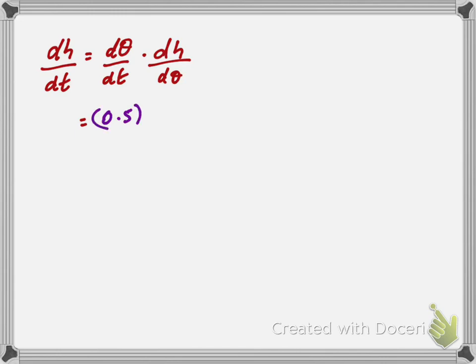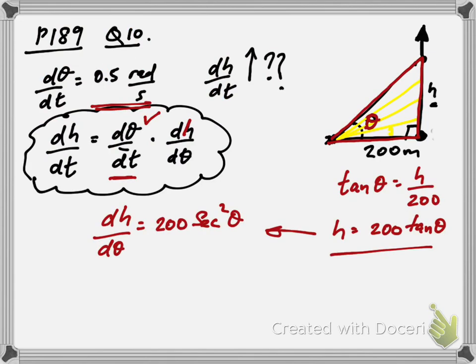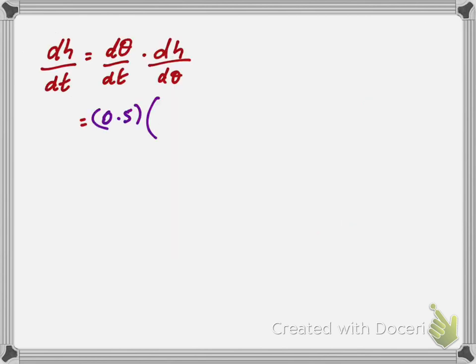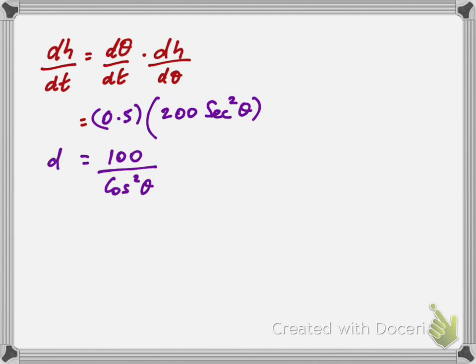0.5 times, and then d theta over dh is 200 sec squared theta. Now if we make it simpler, half times 200 is 100. Sec squared is the same as 1 over cos squared, so I can put that down simply because we will have to substitute. So dh over dt, you've got the expression for how fast it's moving with respect to the angle.